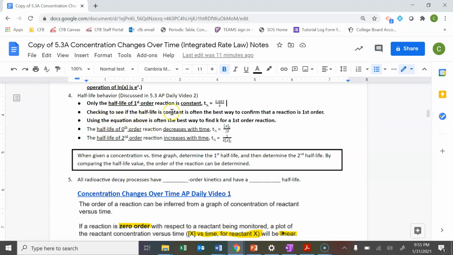Using the equation above, so this equation right here, it's often the best way to find K for a first order reaction. So if it is a first order reaction, it's easy to know the half-life, and then we just do 0.693 divided by the half-life. That'll give you K. And then don't worry too much about these two facts. It's just information in the notes for you to be aware of. The half-life of a zero-order reaction decreases with time, and the half-life for a second-order reaction increases with time. We've got their general equations right here.